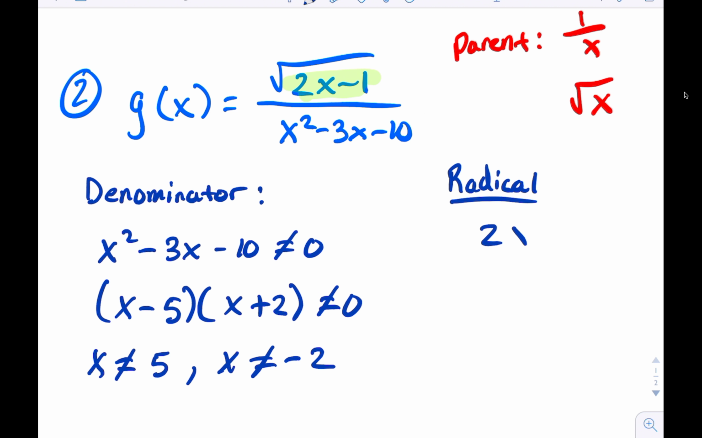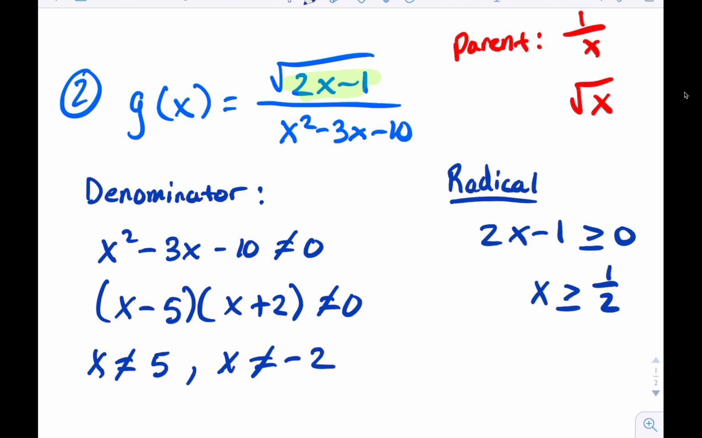So 2x minus 1 greater than or equal to 0. That'll guarantee that you'll get a positive number. And then from there, you just want to solve for x. If I do that, that's going to give me x is greater than or equal to 1/2. So this is saying that the only numbers that are going to work in that part of the function have to be greater than or equal to 1/2.